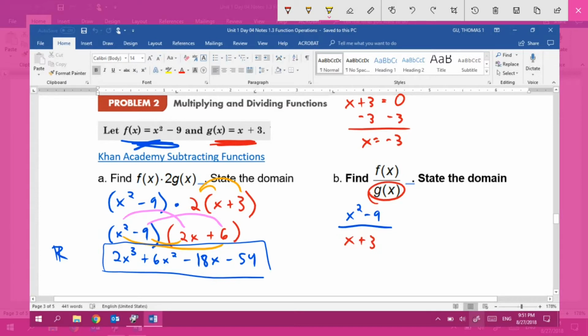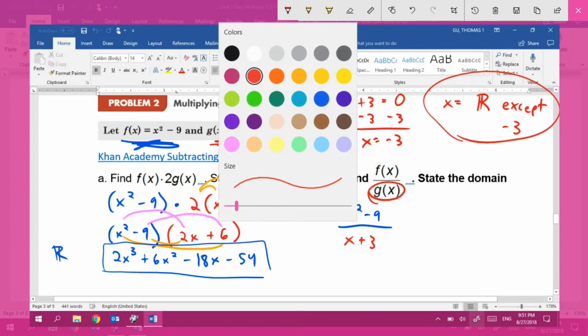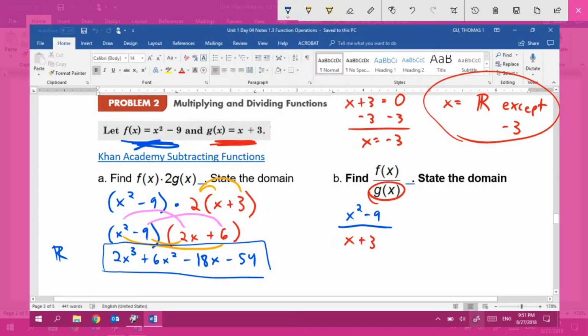All right, so I'm going to go ahead and write the domain now. The domain is going to be all real numbers except negative 3. So x equals all real numbers except negative 3. Now we actually have to work this out. You should see that this is a difference of squares. That's when the first number is a square number, and the second number is also a square number, and there's a minus sign in between. That's going to go like this: x plus 3, x minus 3, over g of x, which is x plus 3.